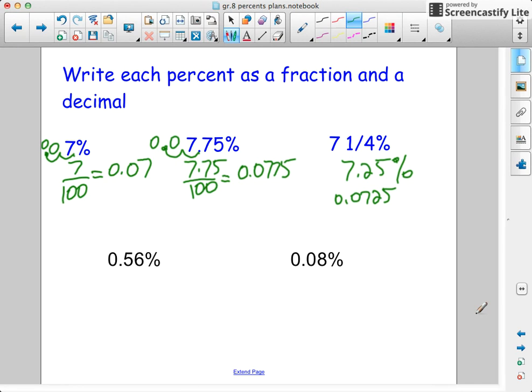This one here looks like it's already in a decimal, but it's actually a percent because of the percent sign. So we still have to move the decimal point 2 places. So it'd be 0.0056 as a decimal. Same with this one, it's a percent. So I would move the decimal 2 places or divide that by 100. So it'd be 0.008. Okay, so move it 2 places always.